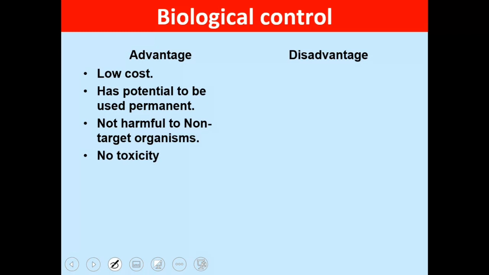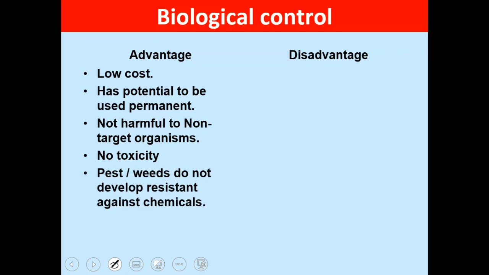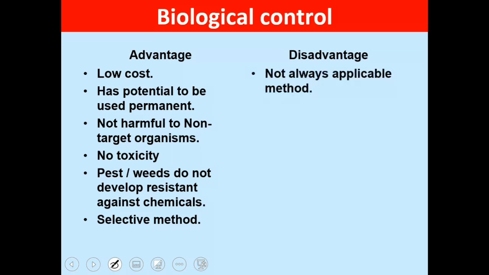You don't have any toxic chemicals, for obvious reasons. It's a living matter. Pests and weeds do not develop resistance against chemicals. And it's quite selective because certain predators like to eat certain prey. So that's why. There are disadvantages too.